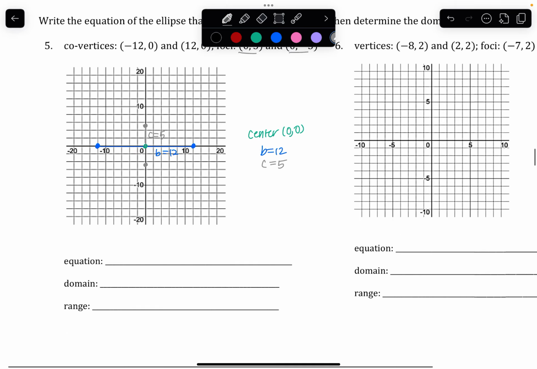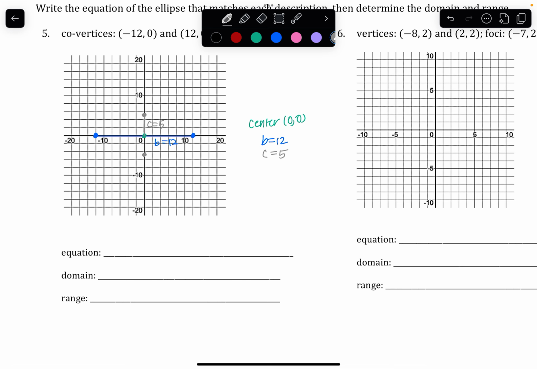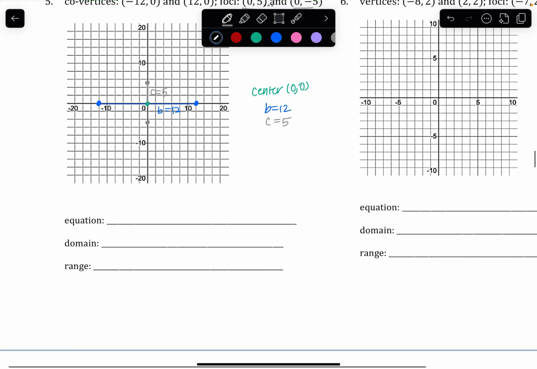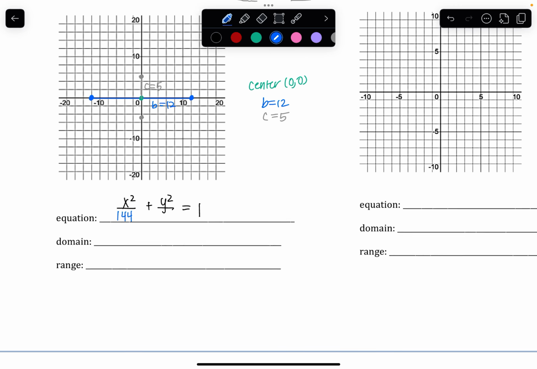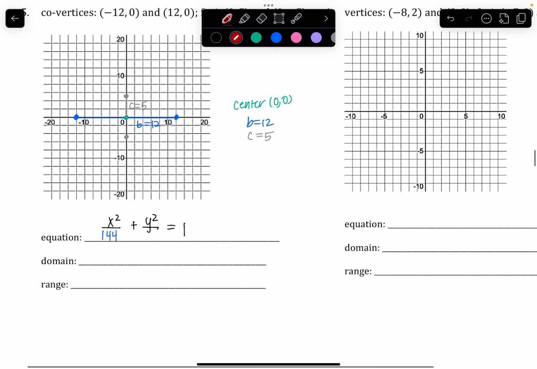And so in order to write our equation, we need the A value. And so just filling in what we have so far, because our center is (0, 0), we're going to have an x squared and a y squared all by themselves, no parentheses, equal to 1. And then we have the horizontal distance. It's our B value. And so we're going to have a 144 underneath the x squared. And so as soon as we find the A value, we can put A squared here.